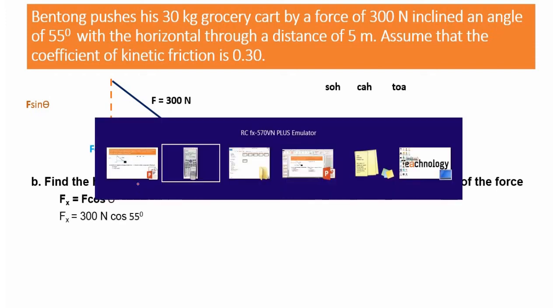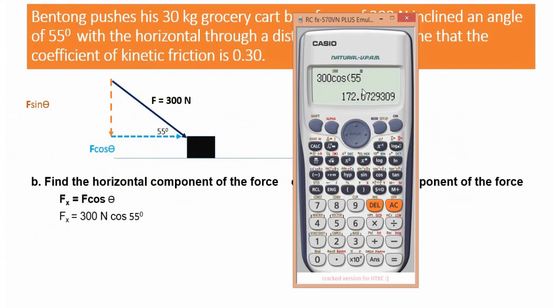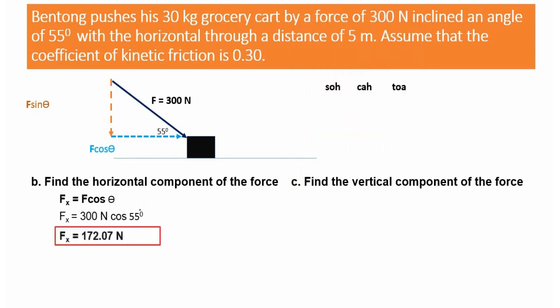And then you get your calculator. Okay, we have it here. How to type? 300, then cosine, then 55. And you get this number here. So out of the 300 Newton force, the horizontal component is 172.07 Newton.